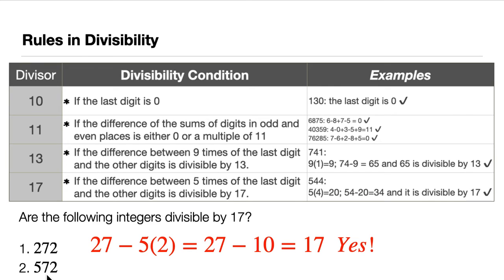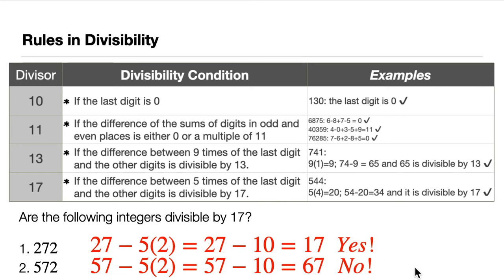How about this? 572. So 2 times 5 is 10. 57 minus 10 is going to become 47. Sorry, my bad, this should be 47. And no, it's not a multiple of 17, because right after 34, it will jump to 51. So it will not reach 47.